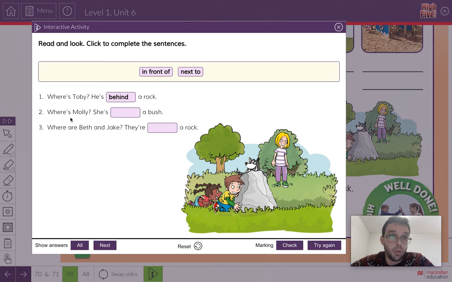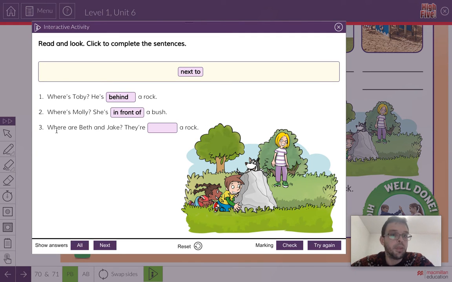Number 2, where's Molly? Here's Molly here. Okay, she's a bush, right? So this is the bush here. She's in front of a bush or next to a bush? Which one is correct? That's right, it's in front of a bush. She's in front of a bush. She's here and the bush is here.